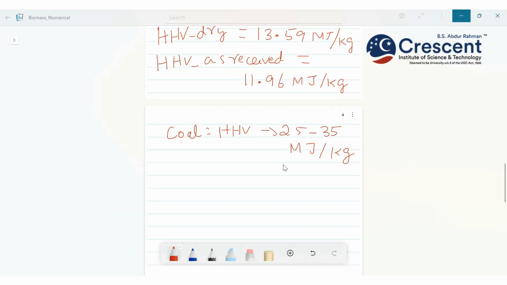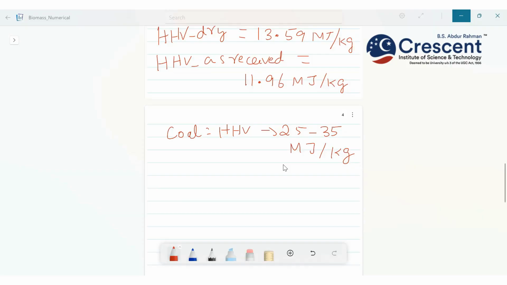The 12% moisture reduced the HHV from 13.59 to 11.96 megajoules per kg, a loss of 1.63 megajoules per kg, about 12%. So this demonstrates why biomass pre-drying is critical before thermochemical conversion.